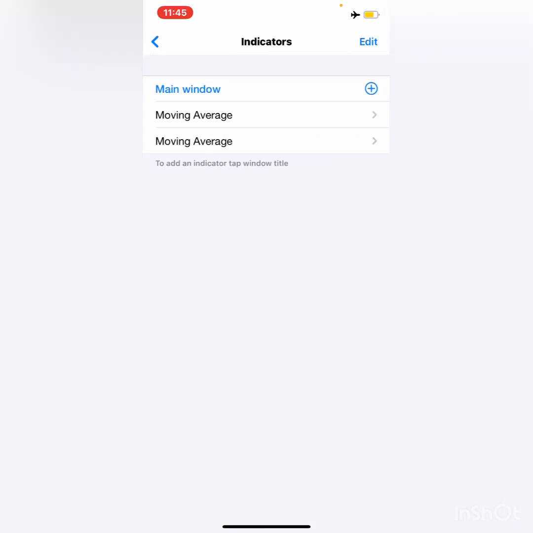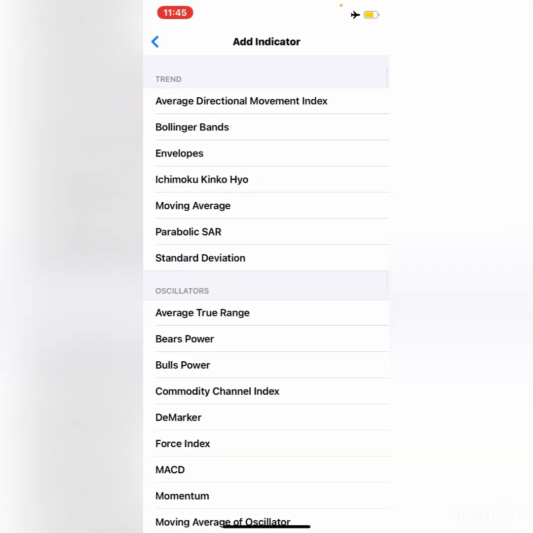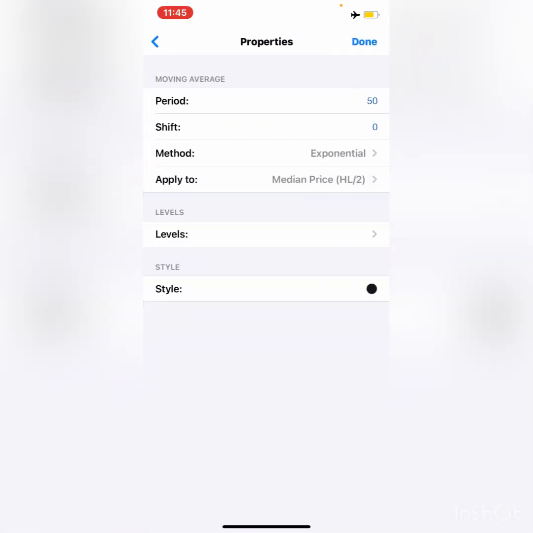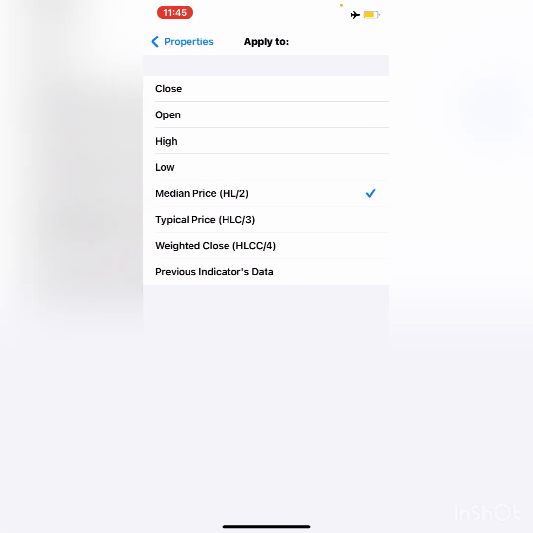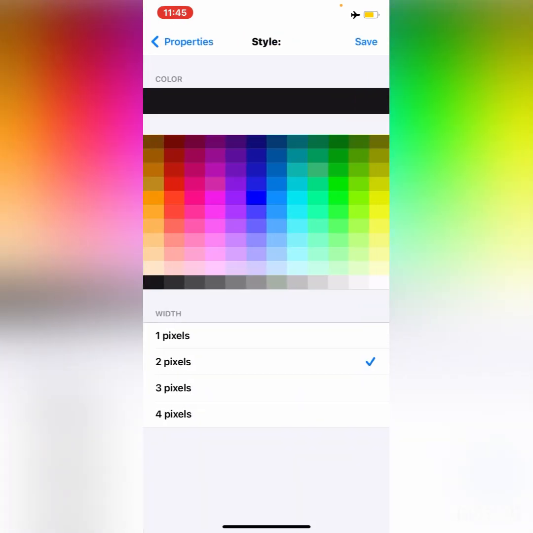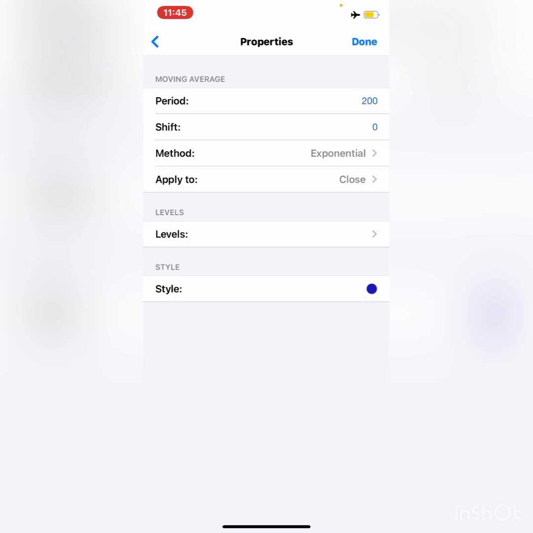The next indicator that we want is also going to go to our main window, and it is a moving average, but this time it has a period of 200. This is also going to act as our trend. It has a shift of 0, a method of exponential, apply to close. The color, I'll choose blue, then save, then done.